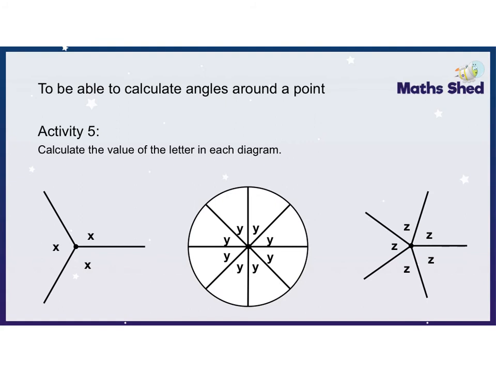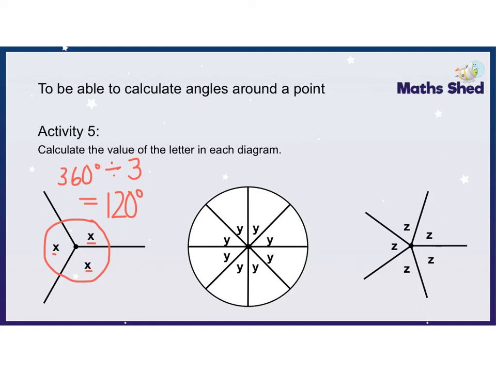Okay, this is interesting. Calculate the value of the letter in each diagram. We know that the whole full turn here is 360 degrees. Now I have 3 x's, which means that they are all worth the same because they're the same letter. So this time we're going to be dividing 360 into 3 equal parts. So divide by 3, a third of 360, and that would be 120 degrees. I could check that by doing 120 times 3, and I should end up with 360.